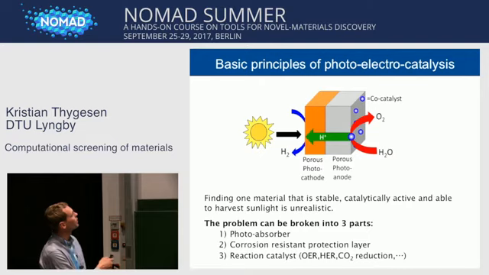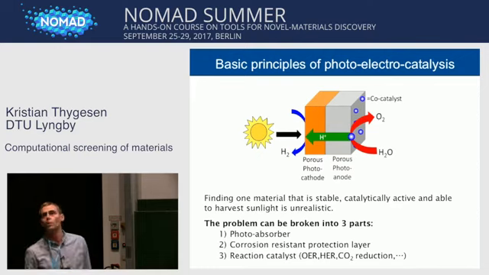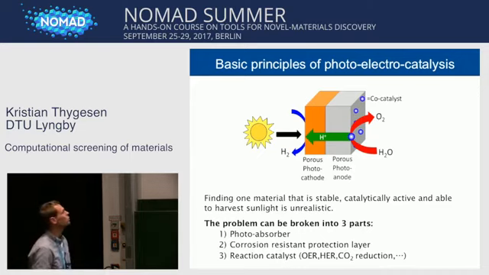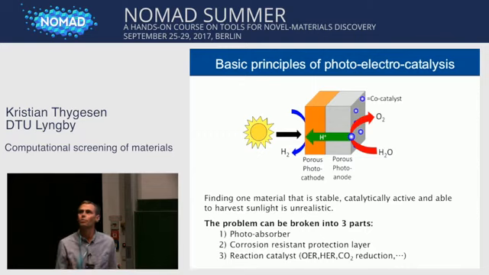Solar light comes in, photons are absorbed in a photoabsorber, and that is converted into electron hole pairs that go to the surface and split water, so we have oxygen bubbling up on one side, and a proton going through a membrane, and over here we reduce that H plus into hydrogen. That's the basic principle, and we can break this down into three parts. The first one is the photoabsorber, so we need to absorb the solar photons and convert them into electron hole pairs.